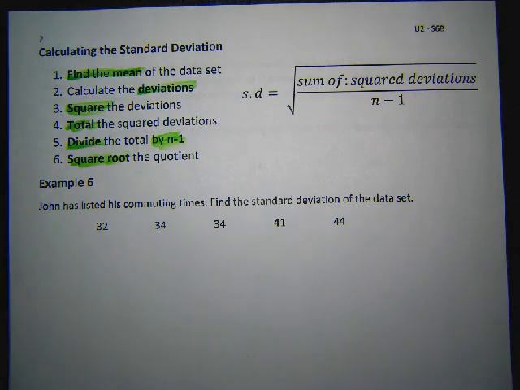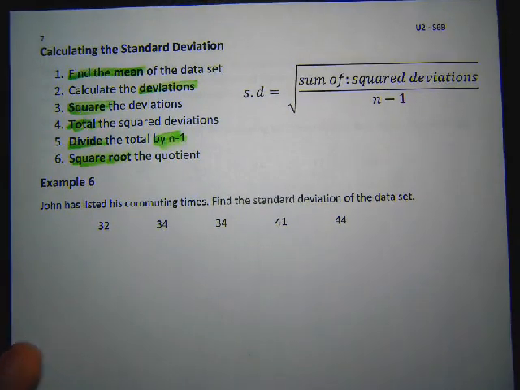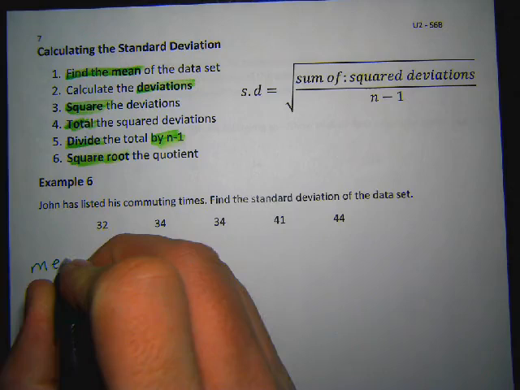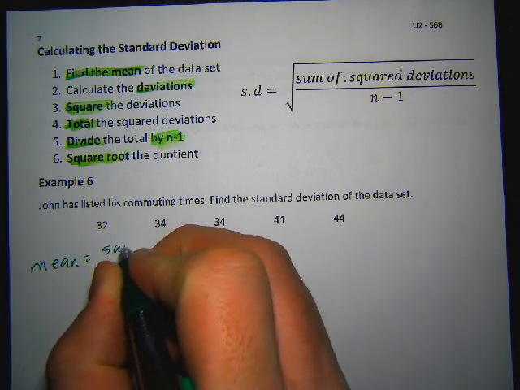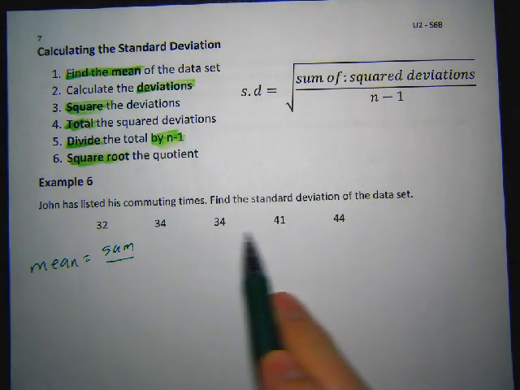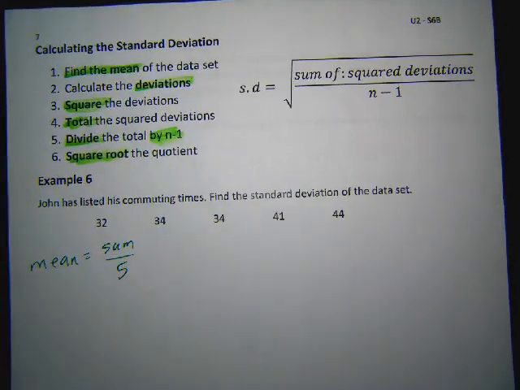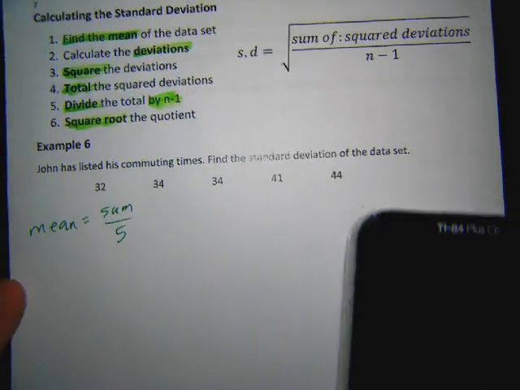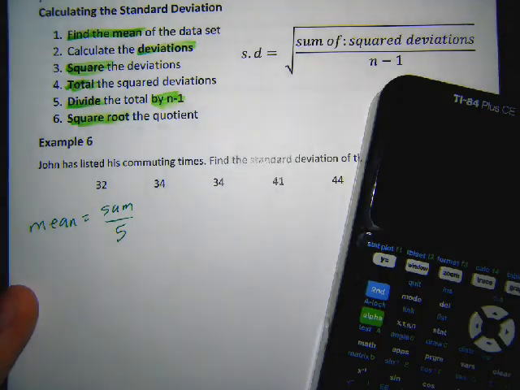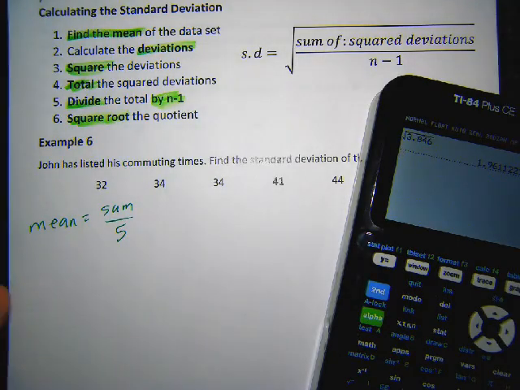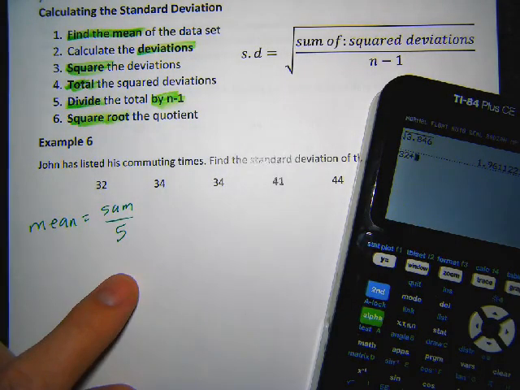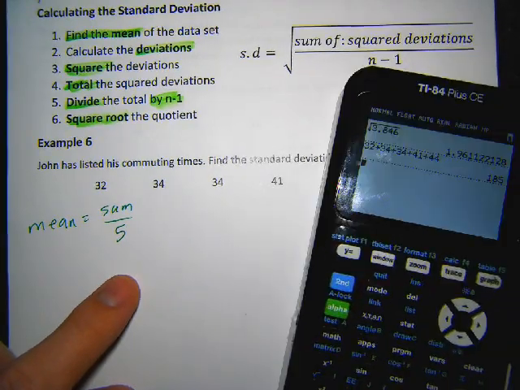So we'll do that. First thing we need to do here is find the mean for this set. Remember, the mean is always the sum over the number of values. Here I have 1, 2, 3, 4, 5. I did a small set, so we didn't have to take forever. I'll be nice on the test. I'm not going to give you a huge set of numbers because standard deviation gets longer the bigger your data set gets. So here I'd add these numbers up: 32, 34, 34, 41, 44. Add those up. We got 185. That's my data set right there.